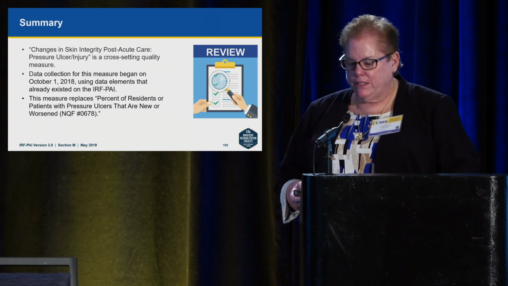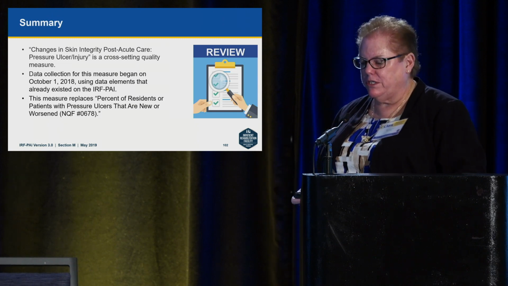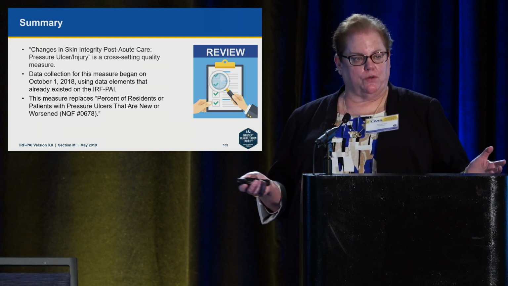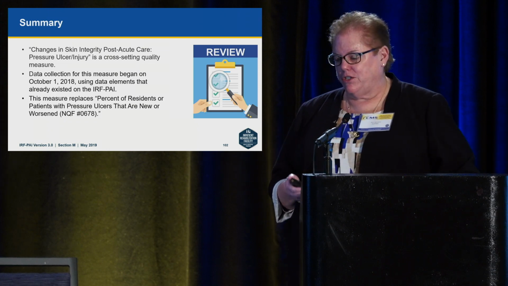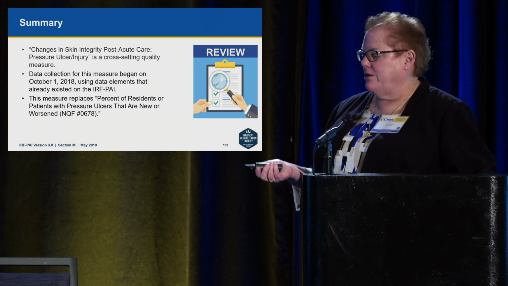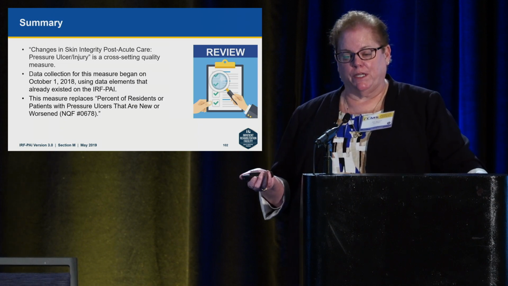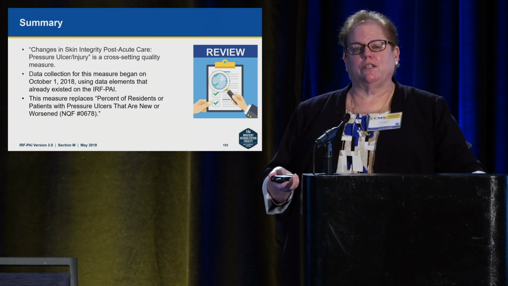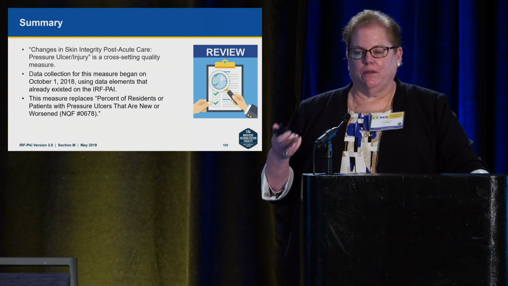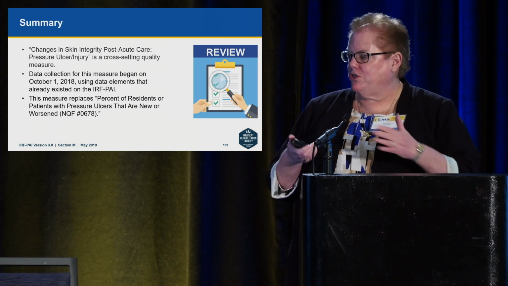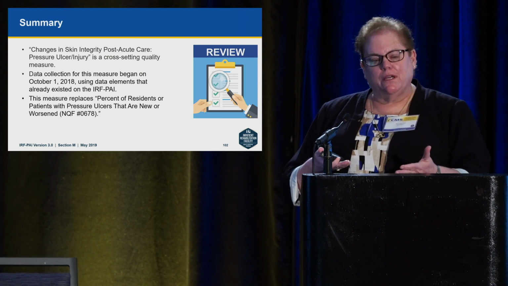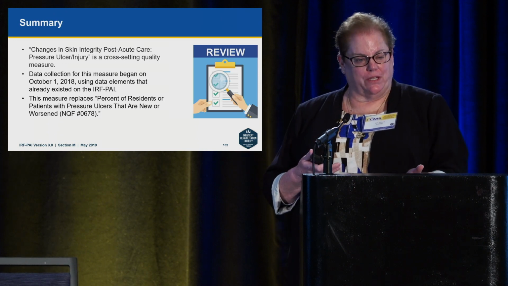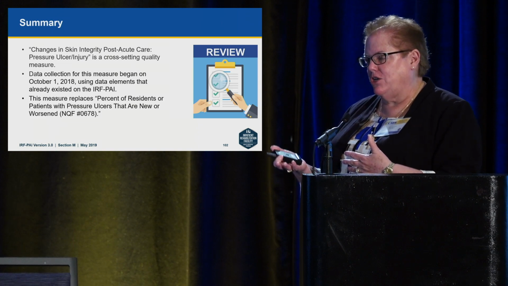All right, so in summary, changes in skin integrity post-acute care. The pressure ulcer injury is a cross-setting quality measure, which we just talked about. The data collection for this measure began on October 1st, 2018, and we still get questions into the help desk around some of the things that we talked about. There's still some opportunities, just in the polling that we saw, that there are some people who are not grasping the subtleties. This is not the hardest thing in the world, but it's certainly not the easiest section in the world either. So, opportunities for education and training.